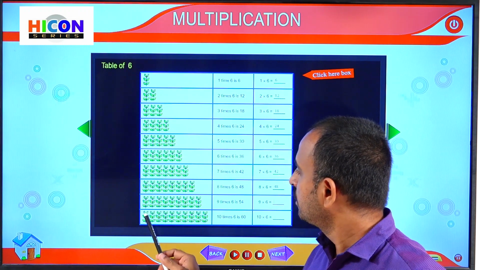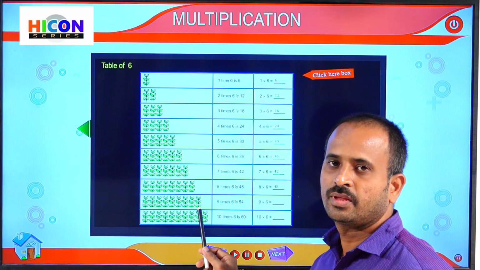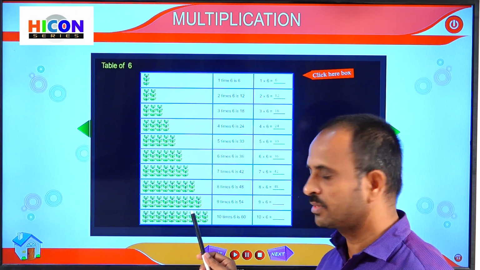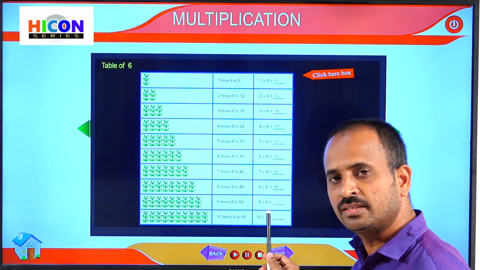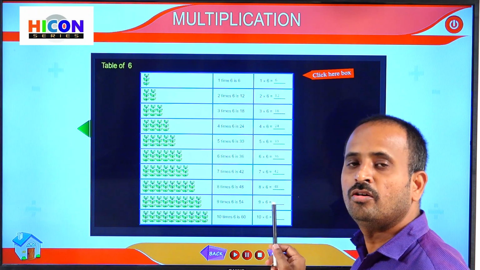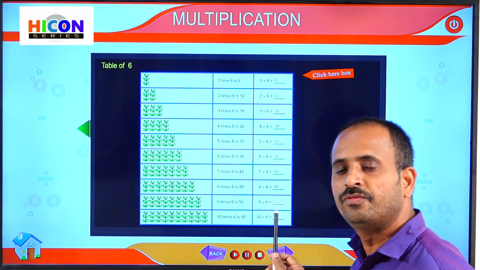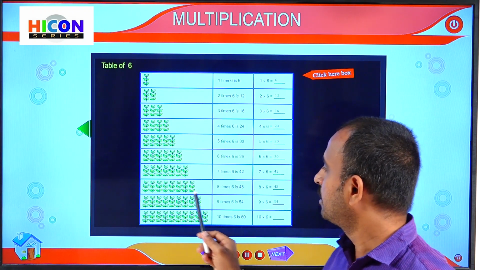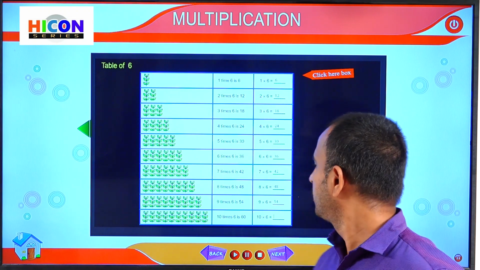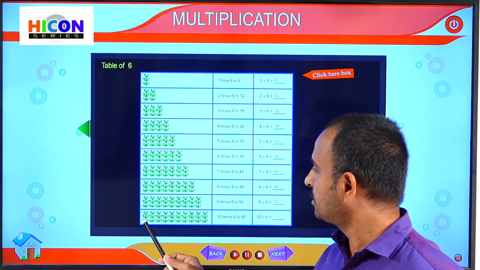So see the next one. So there are 9 groups. Each group has 6 leaves. So 9 times 6, that can be written as 9 into 6. 9 6 jar. How much? 54. So write 54 here. So that means there are total 54 leaves.